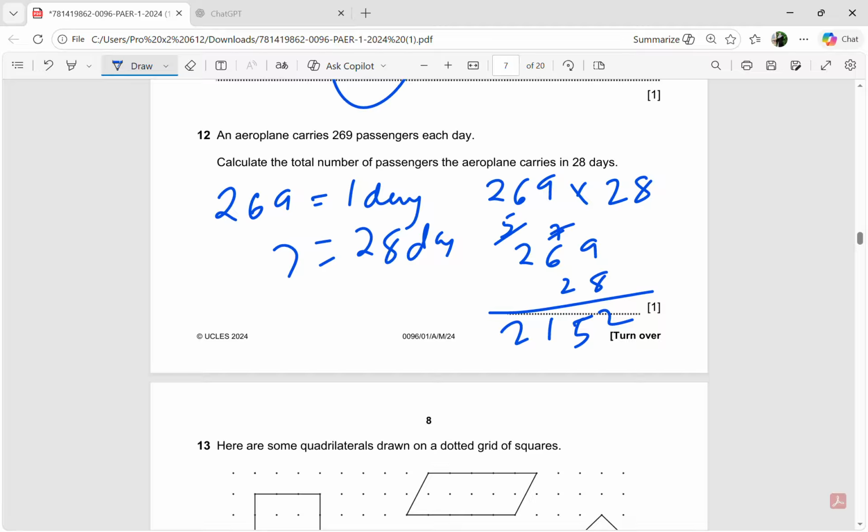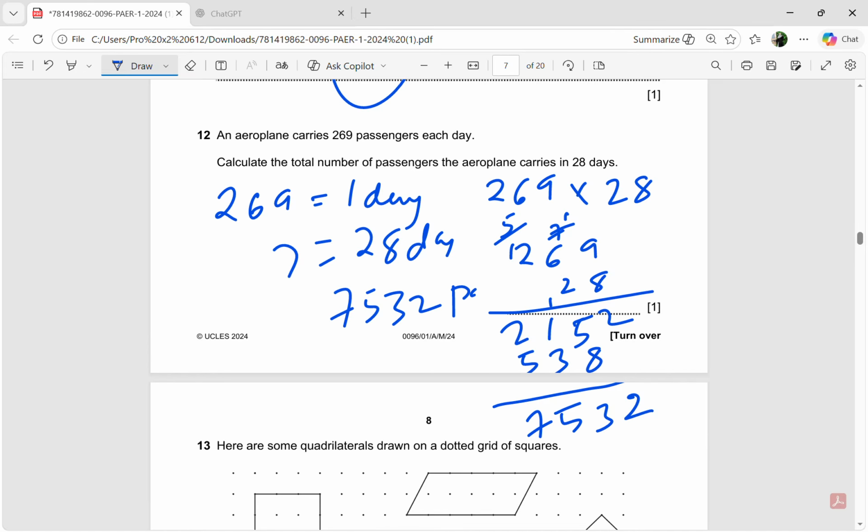So let's move on to 2. 2 times 9, 18, carry 1. 2 times 6, 12, plus 1, 13, carry 1. 2 times 2, 4, plus 1, 5. If we add, we get 2, 13, carry 1, 5, 7. So my final answer is 7532 passengers.